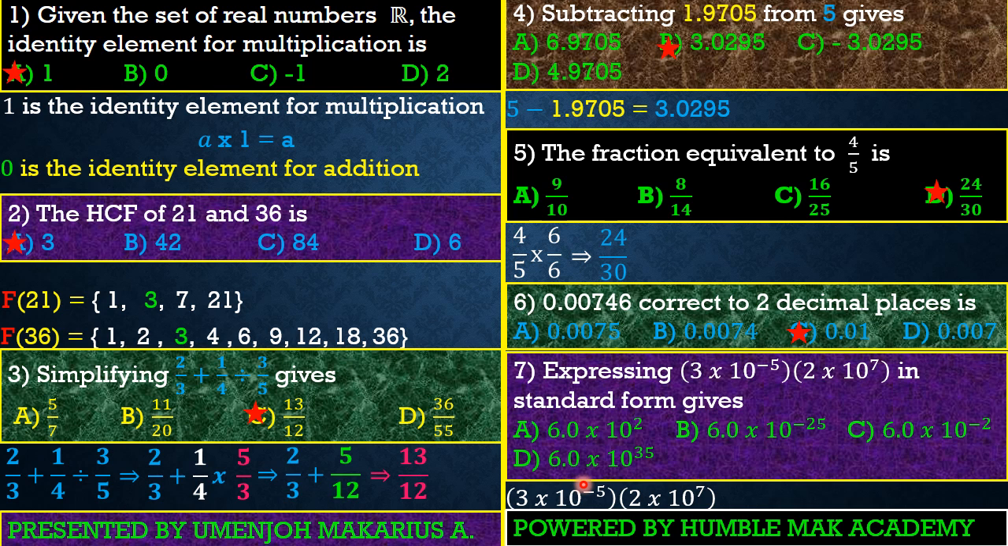The law of indices can come in, which is simply saying that we can add the powers. Now, guys, what is 3 times 2? It is 6. Multiplying these two means we are going to have 10 raised to the power minus 5 plus 7, which gives us 10 raised to the power 2. So the answer becomes 6 times 10 raised to the power positive 2. So the answer has to be option A. Great. Option A has to be the best option.